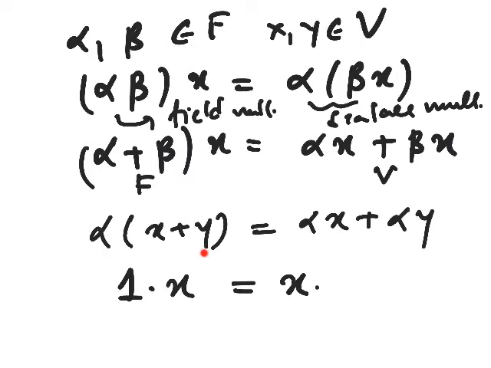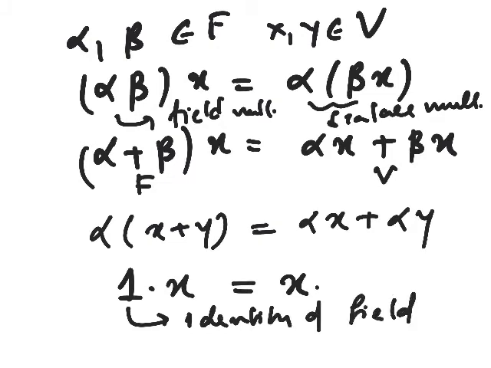And this is how the scalar multiplication and vector addition operate with each other. Alpha into x plus y distributes: the dot distributes over plus, alpha x plus alpha y. And one has a meaning. This is the identity of the field. The identity of the field multiplied by the vector will give you the vector back. So this identity is actually the multiplicative identity. There are two identities: the additive identity and the multiplicative identity.